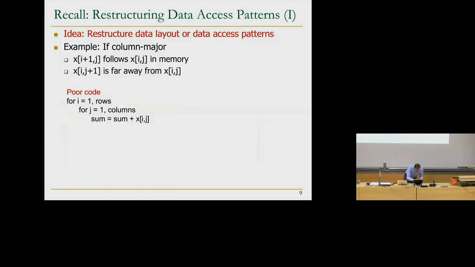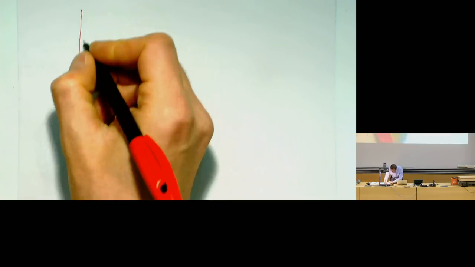So let's take a look at this example over here very quickly. I'll pick this red one. Okay, that's the DocuCam. So basically, we have this matrix.